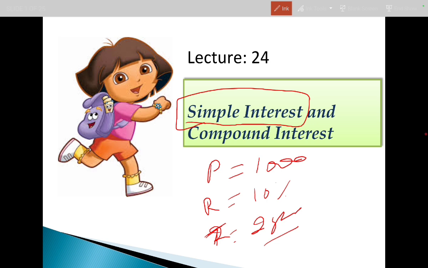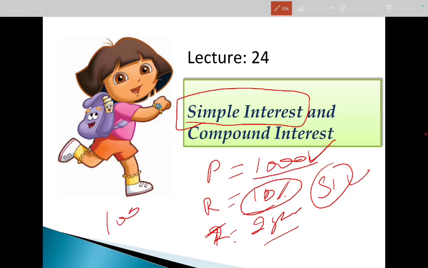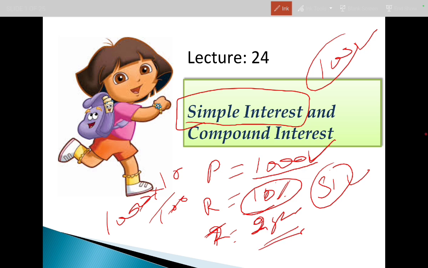First of all, what is SI? SI is actually some percentage of your principal. If I borrow 1000 rupees at the rate of 10%, the SI will be 10% of the principal, 10% of the 1000. Basically, it will be 100 rupees SI for 1 year. If SI for 1 year is 100 rupees, then if I borrow that amount for 2 years, it will be the same. For the first year it will be 100. For the second year again it will be 100. So the answer will be 200.